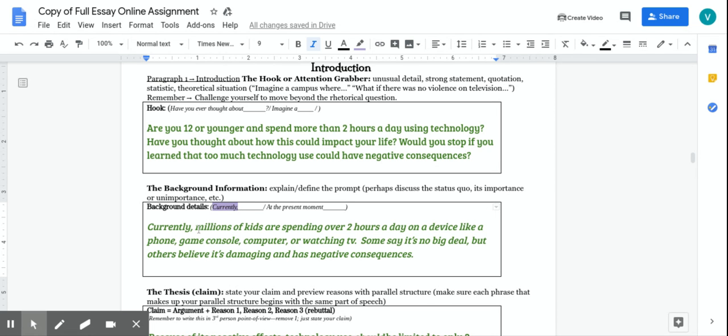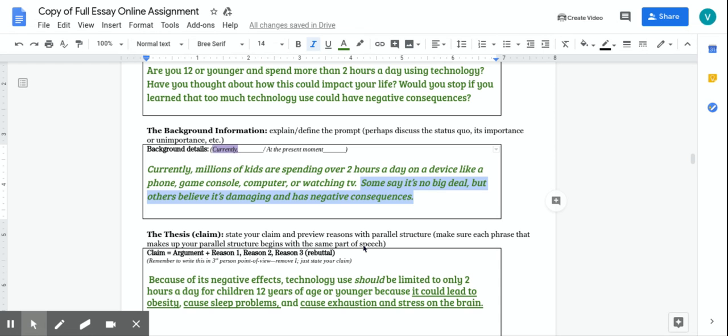I put: currently millions of kids are spending over 2 hours a day on a device like a phone, game console, computer, or watching TV. Some say it's no big deal, but others believe it's damaging and has negative consequences. So I did 2 things here. I introduced what my prompt is, and I talked about it. And then I gave what the issue is on technology. Some people think it's not a big deal that kids are spending so many hours on technology, but others believe it has negative consequences. So again, I didn't state my claim yet. I just introduced what the conflict is.